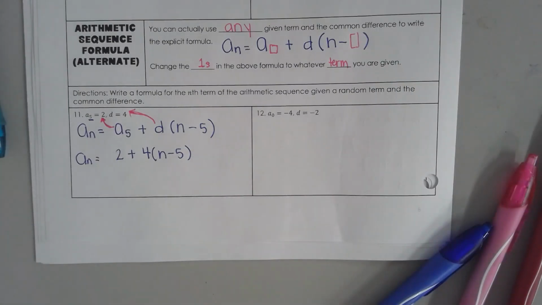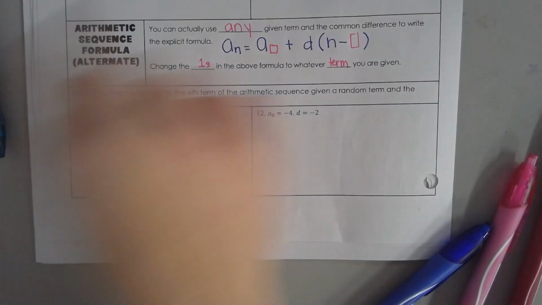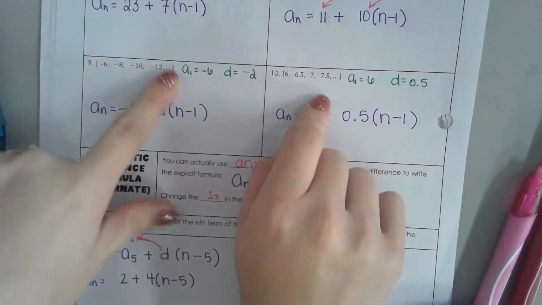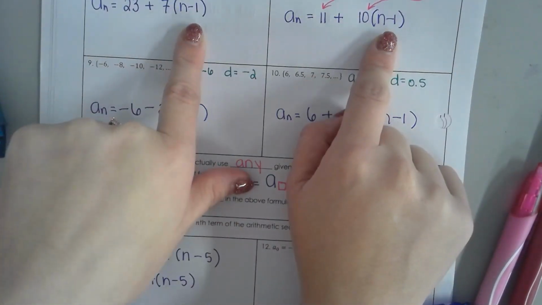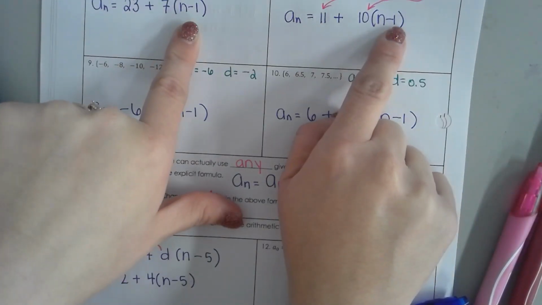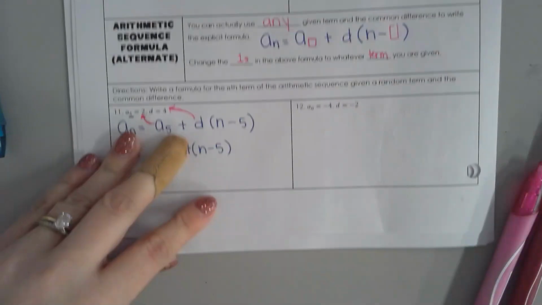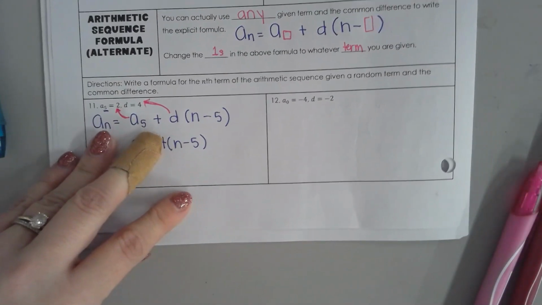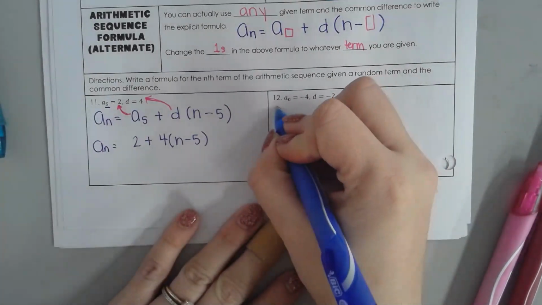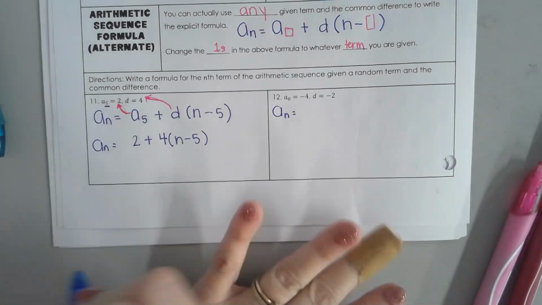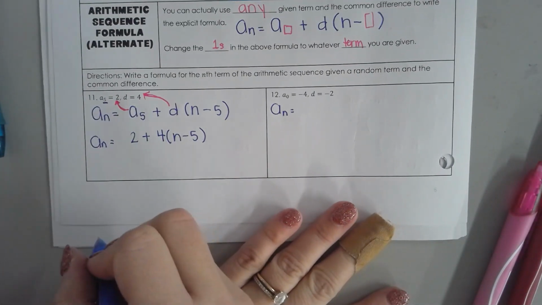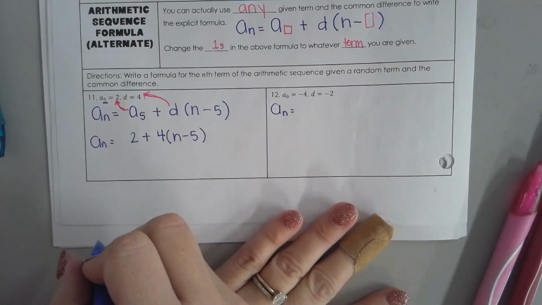Technically, for those first four that I used, I could have used A2 on any of them, as long as I did n minus 2. I could have used A3 as long as I did n minus 3. You can really use anything. So number 12, instead of using A1, I should probably use A2, A3, 4, 5, 6.